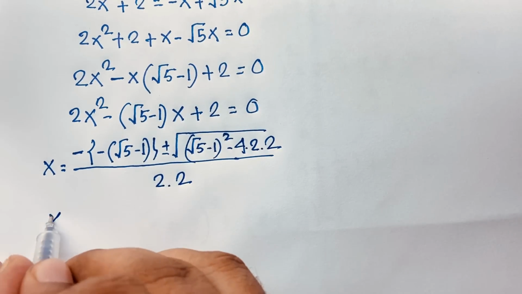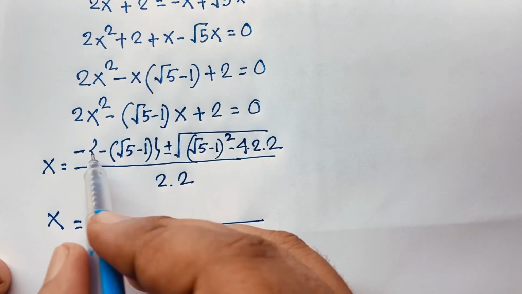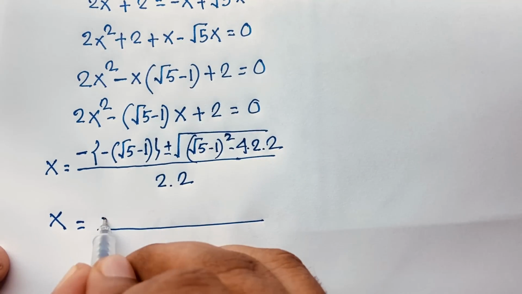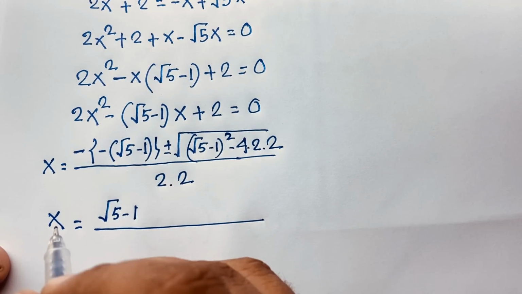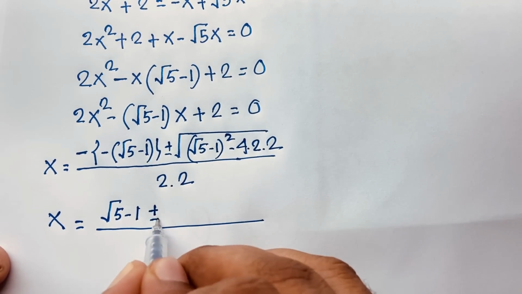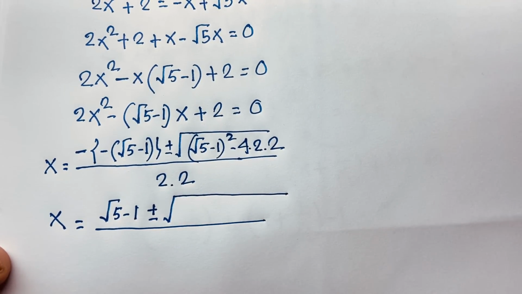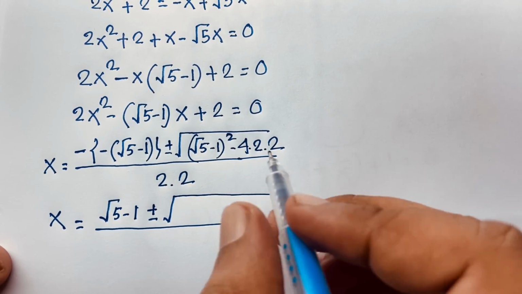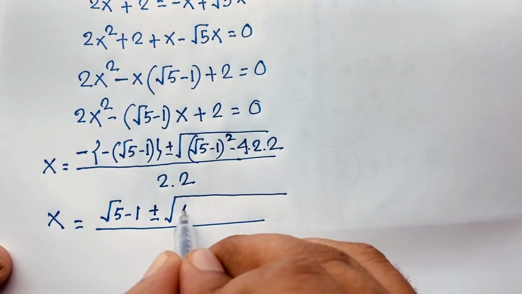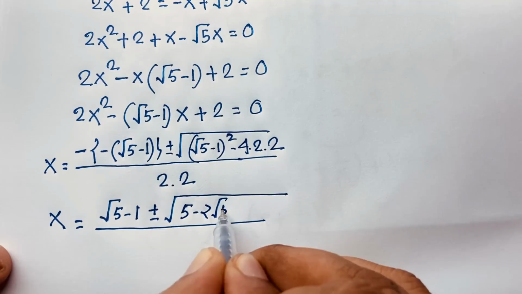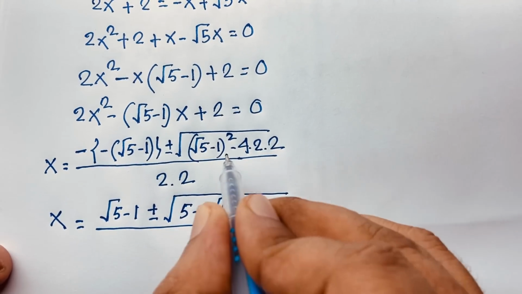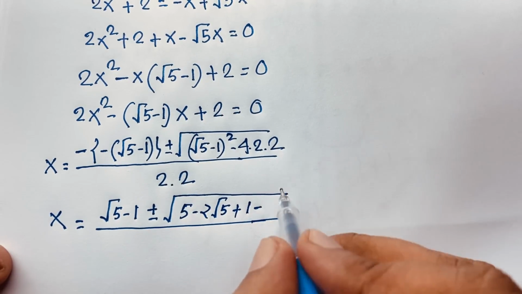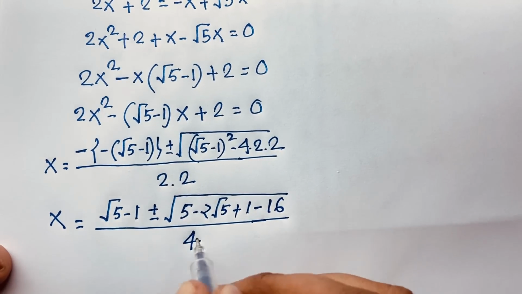Now you can easily see x will be minus, minus, it will be plus. It will be square root 5 minus 1, then plus minus square root. Using (a minus b) whole square, it will be a square minus 2ab plus b square. So I can use this formula: 5 minus 2 square root 5, plus 1 square, which is 1, minus 4 times 2, which is 8, 8 times 2 is 16, over 2 times 2, which is 4.